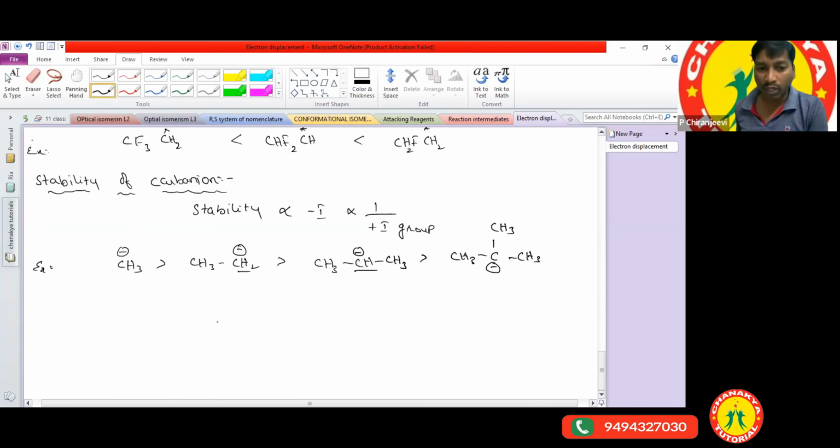So the carbene ions are attached to which ones? Methyl groups. Here also one methyl group is there. Here two methyl groups are there. Here the carbon is surrounded by three methyl groups. Does the methyl group act as a plus I group or a minus I group?